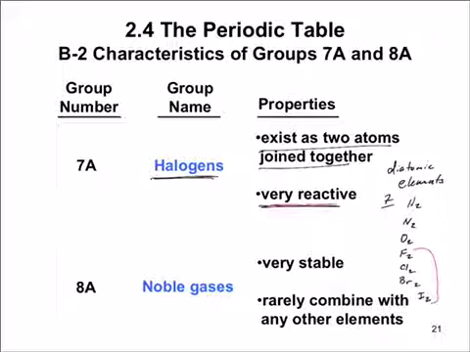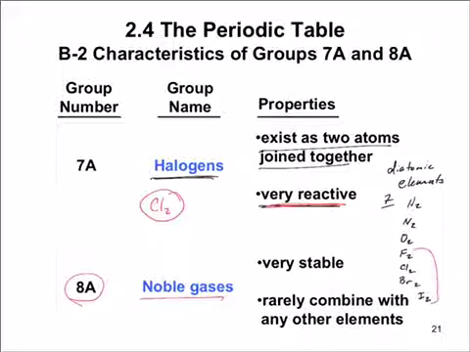Now, they're very reactive. Chlorine gas, Cl2, was actually the first modern chemical warfare weapon deployed on the battlefield in 1917. What it does is it causes burns in your respiratory tract, and you basically drown in your own fluid. So, pretty nasty stuff.